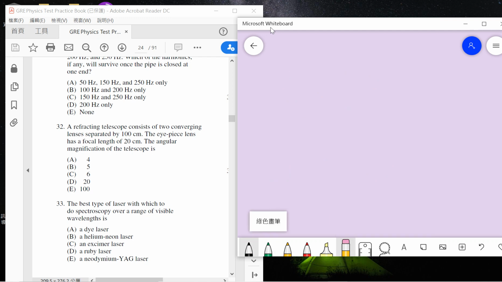Okay, and 33, the best type of laser. This just asks about common sense, so you need to remember the answer. The answer is A, because this is tunable to the visible range.